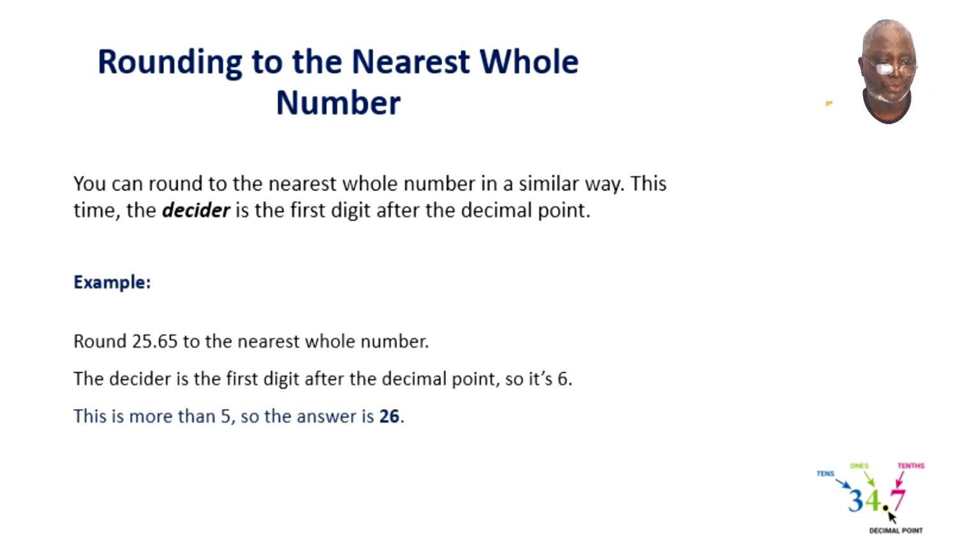Rounding to the nearest whole number. You can round to the nearest whole number in a similar way. This time the decider is the first digit after the decimal place. For example, to round 25.65 to the nearest whole number, the decider is the 6. So 6 is greater than 5, so this means that 25 becomes 26 because you add 1. You don't need a decimal place.